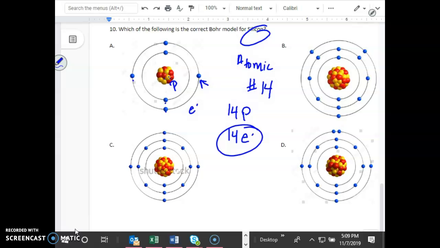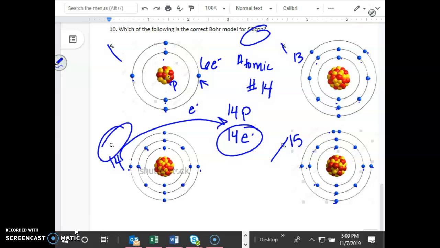A has 1, 2, 3, 4, 5, 6. It has 6 electrons, so that is not silicon. The B has 1, 2, 3, 4, 5, 6, 7, 8, 9, 10, 11, 12, 13. Has 13, so nope, that's not our correct one. D has 1 through 15. Nope, that's not it. And C has 1, 2, 3, 4, 5, 6, 7, 8, 9, 10, 11, 12, 13, 14. And that matches our electrons for silicon, so C is the only one that can be silicon.